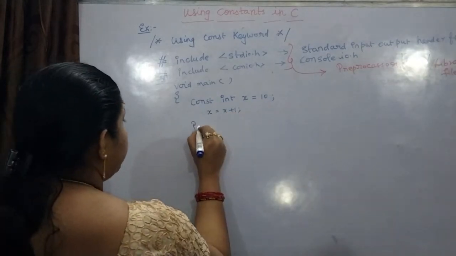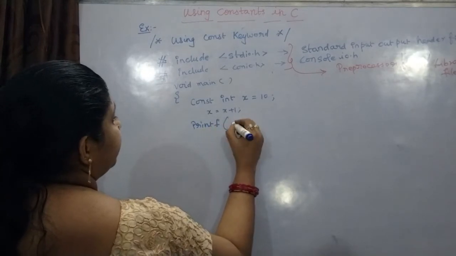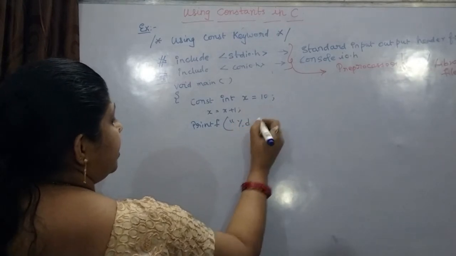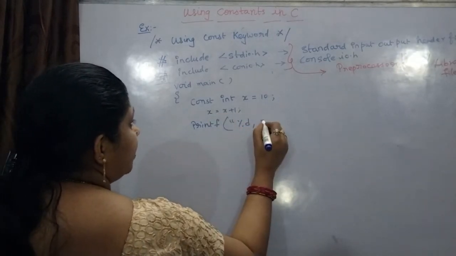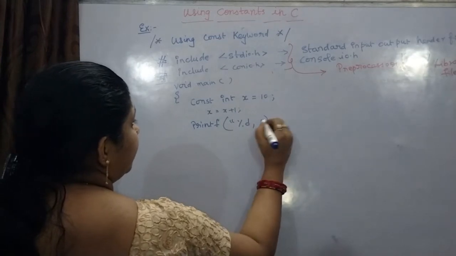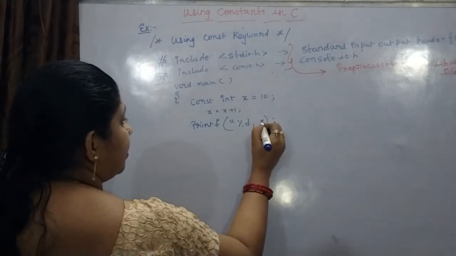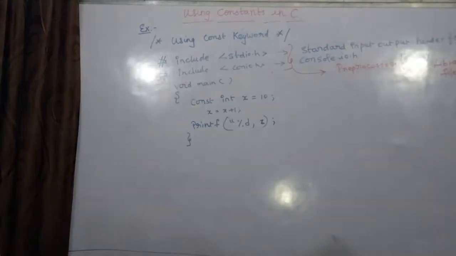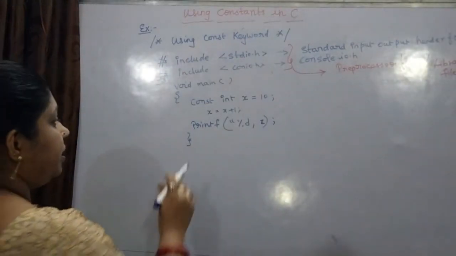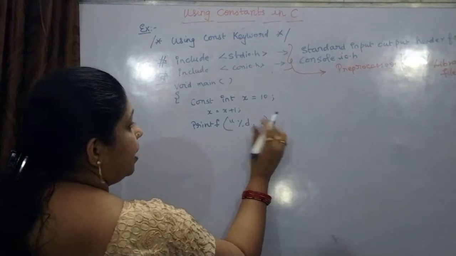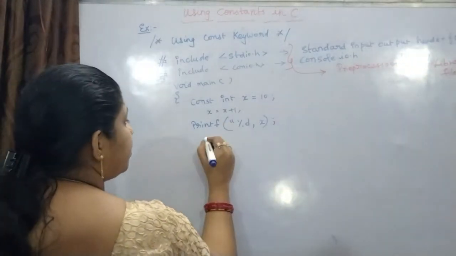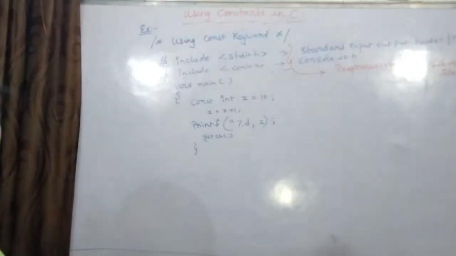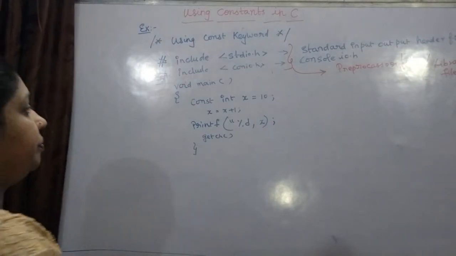Then what I will do? printf percent d comma x. Now what happens to this program? You just tell. Because you have to display this x, for this you have to write the getchar function. Understood?